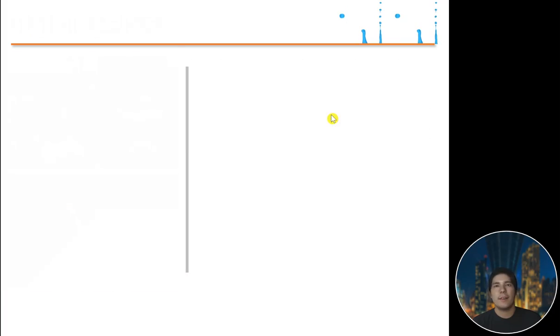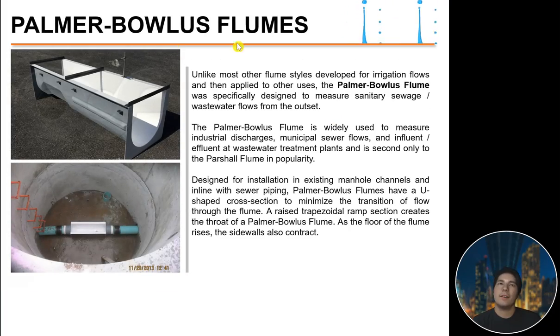Okay, so another type is the Palmer Bowlus flume. Unlike most other flume styles developed for irrigation flow and then applied to other uses, the Palmer Bowlus flume is specifically designed to measure sanitary sewage and wastewater flow. So these are used for sanitary and wastewater. The Palmer Bowlus flume is widely used to measure industrial discharge, municipal sewer flow, and the influent at wastewater treatment plants, and is second only to the Parshall flume in popularity.